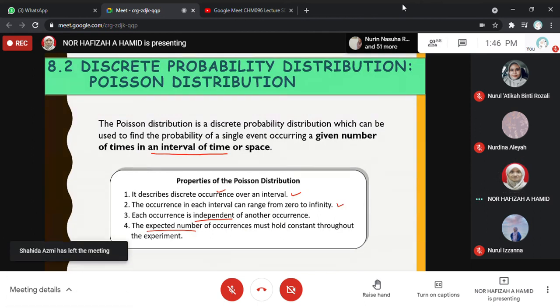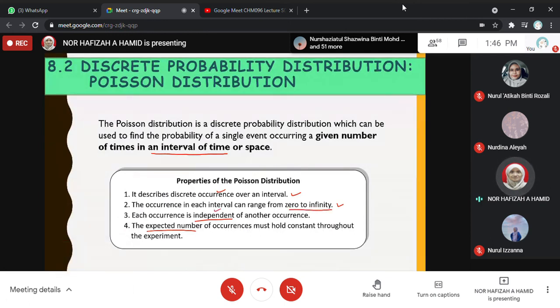Then number 2, its range is between 0 and infinity. It must be independent, the same as for the binomial earlier. Then the expected number, or the mean, must be constant throughout the experiment. This is important, so you must look at the mean.